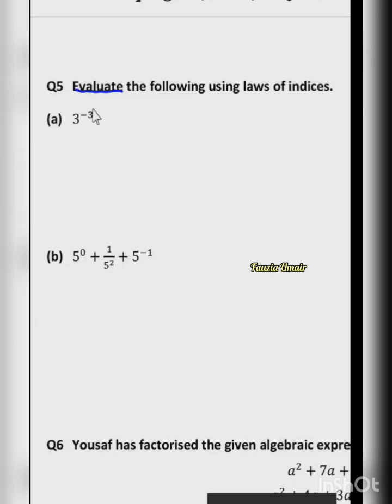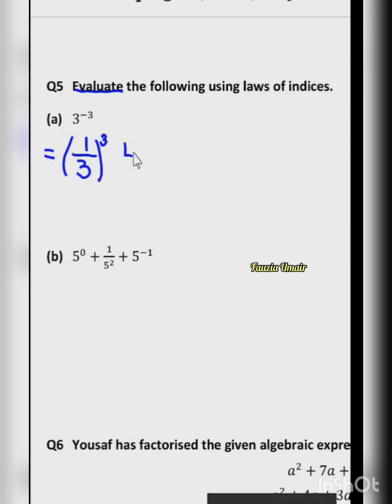So first question is 3 raised to power minus 3. So which law of indices can I use? How can I solve this? There is a negative sign in the power. Fiza? Ma'am, to make the negative power positive, it will be 1 by 3, so it will be 1 by 3 power 3. Very nice. Actually, it should be 1 by the whole 3 power 3.